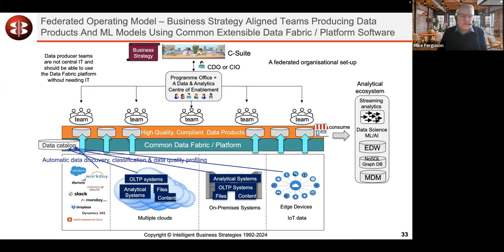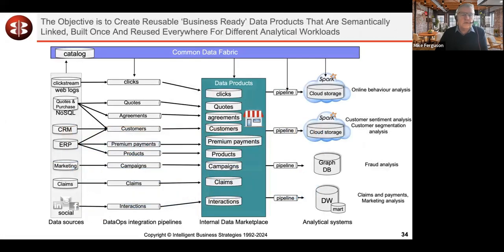And we can coordinate the development of those data products by having a kind of program office in a federated organizational setup to make sure everybody knows who's building what and for what business purpose. And so you can see here, it's not point to point anymore. What we've got is that we're building pipelines to create data products and then publishing those in a marketplace for consumption and use by multiple different kinds of analytical workloads. Go build it once, reuse it everywhere.